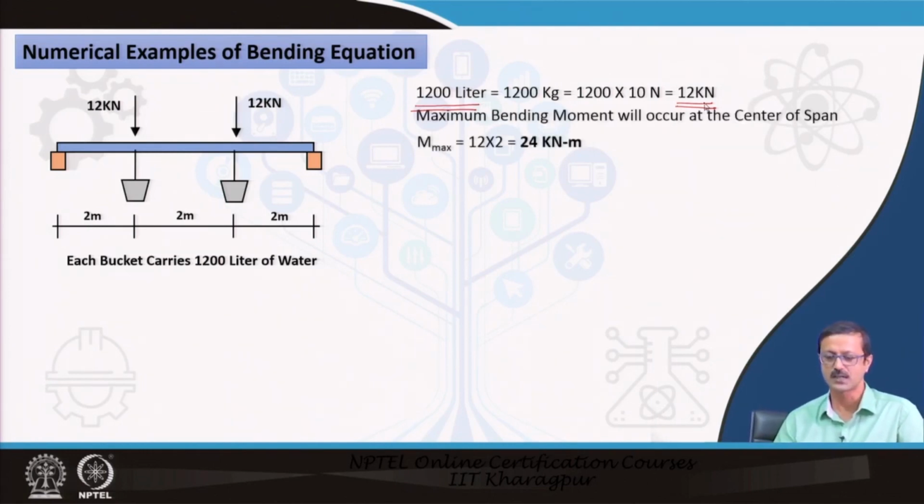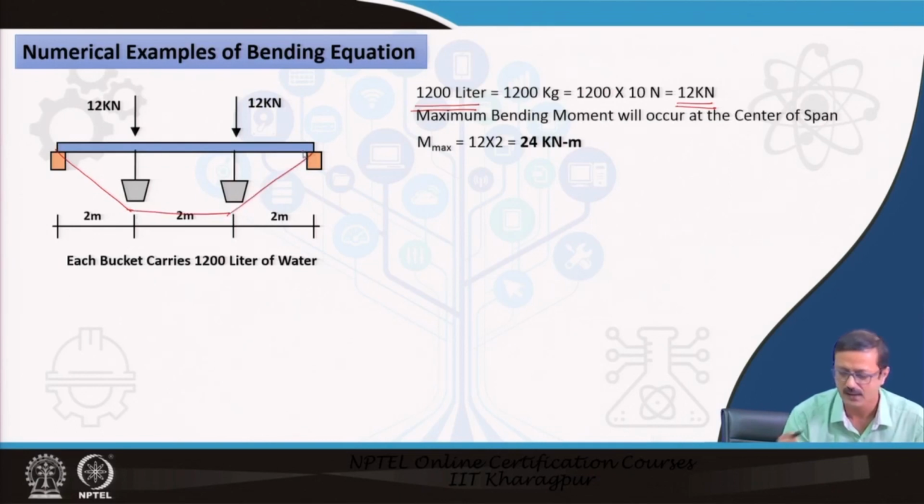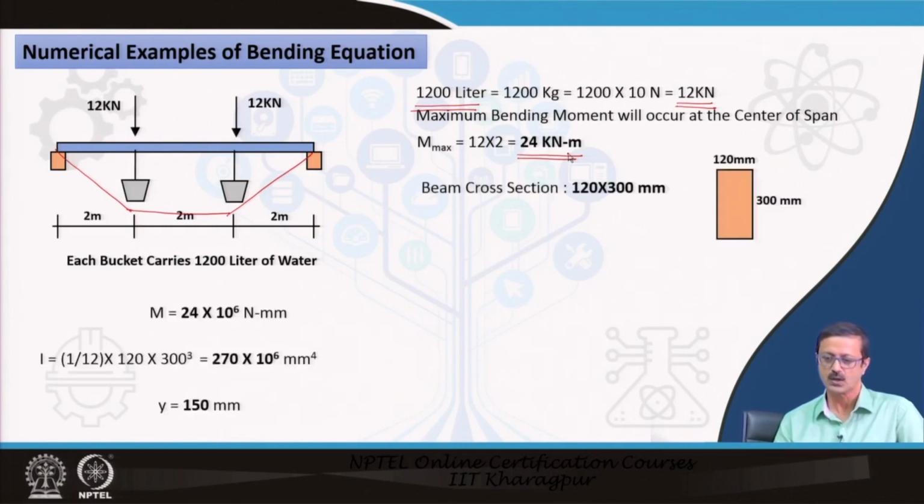So, it gives me the maximum bending moment at the center. The bending moment will look like this, a trapezoidal distribution, and M max will be 24 kilonewton meter. It is PL by 3, so 12 into 2. And let us suppose the beam cross section is 300 deep and 120 wide. So, I know that the I value is 1 upon 12 b d cube, which is this much, and y is 150.